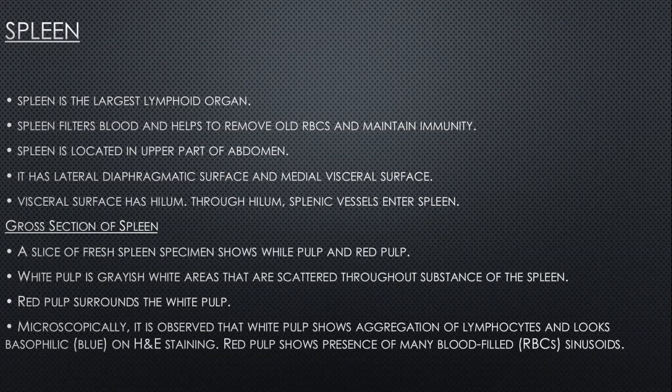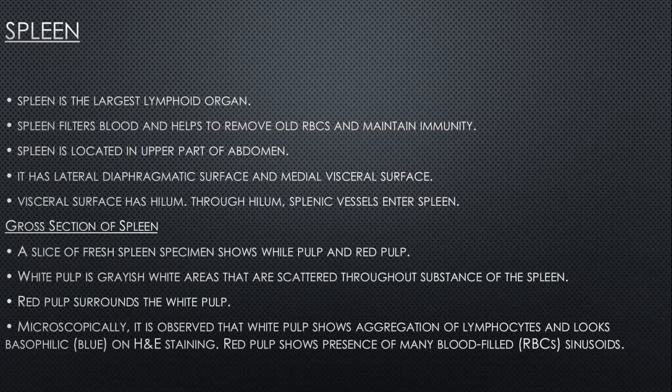And the visceral surface has a hilum. Now, through the hilum, splenic vessels enter or leave the spleen. Splenic artery will enter, splenic vein will leave. Now, what will I see when I take a spleen and cut it? What will I see grossly? Now, we will see white pulp and red pulp.